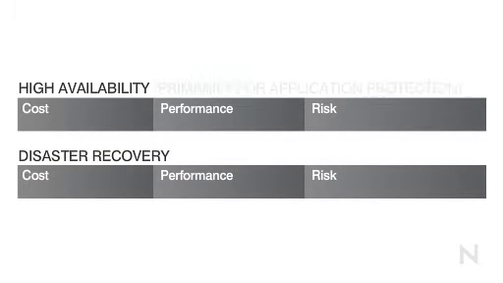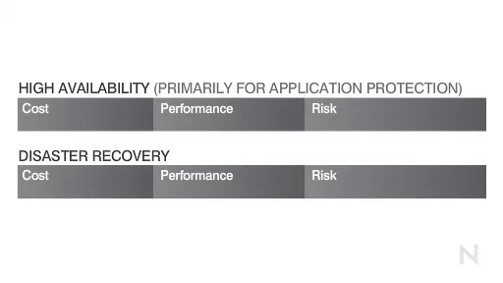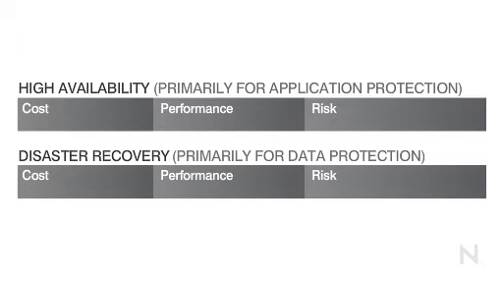High availability, primarily for application protection, leverages clustering technology and remote hot sites to ensure real-time recovery and availability. Disaster recovery, primarily for data protection, uses tape and imaging solutions to store data off-site in the event of downtime.